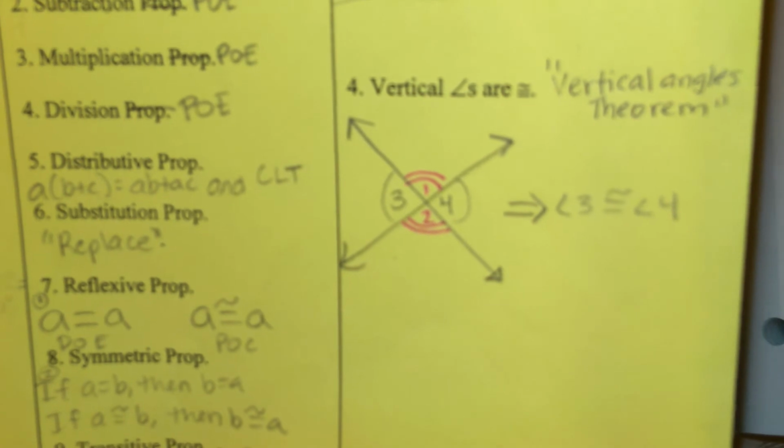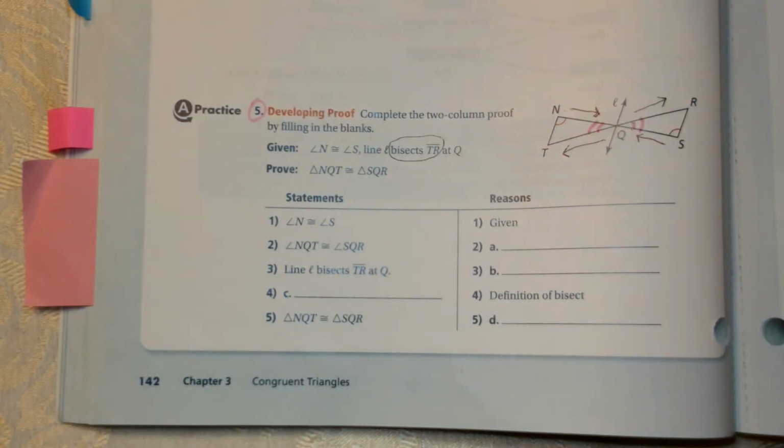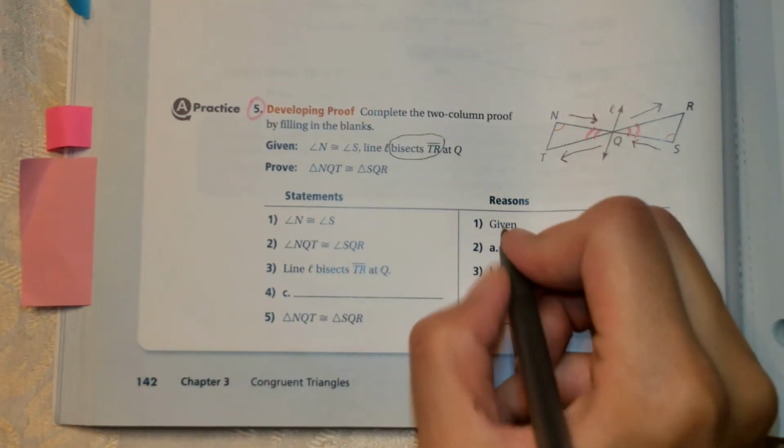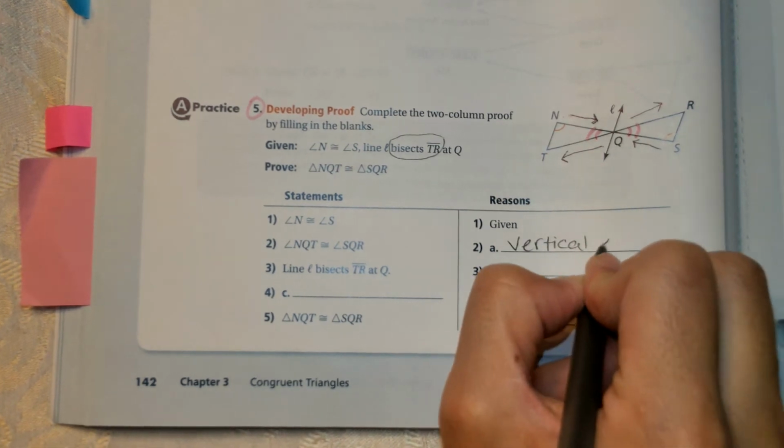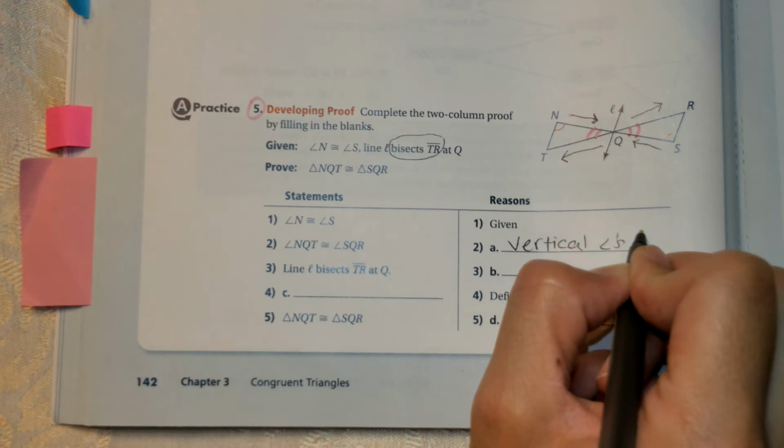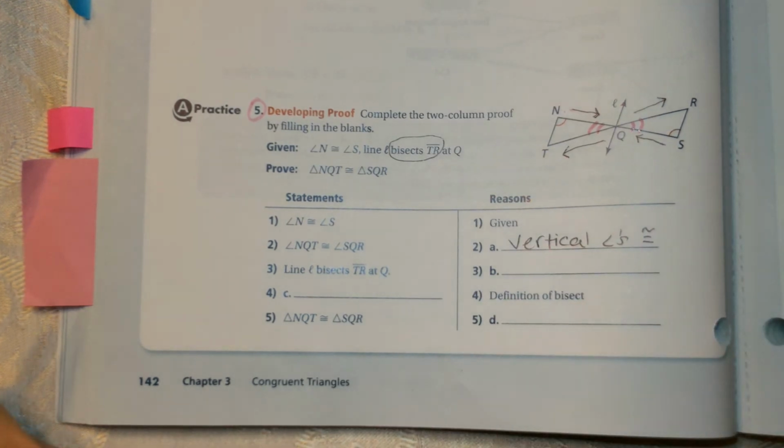Vertical angles are congruent. Okay, so I'm going to go ahead and write that down. Vertical angles, I'm just going to use symbols. Vertical angles are congruent. Okay, and then moving on to the next one.